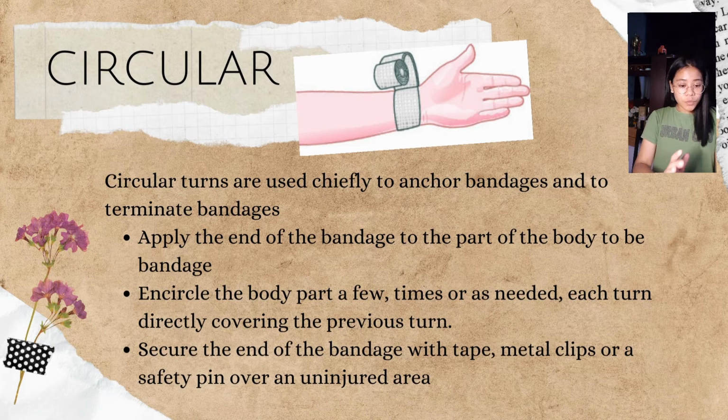So to apply it, start by applying the end of the bandage to the part of the body to be bandaged. Encircle the body part a few times or as needed, each turn directly covering the previous turn, and then secure the end of the bandage with tape, clips, or a safety pin over an injured area.